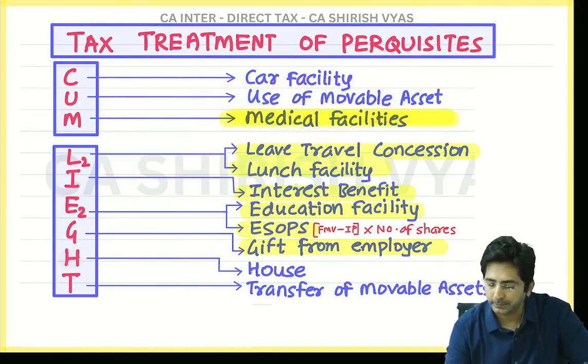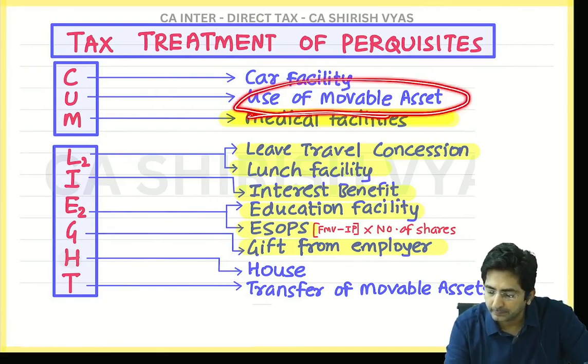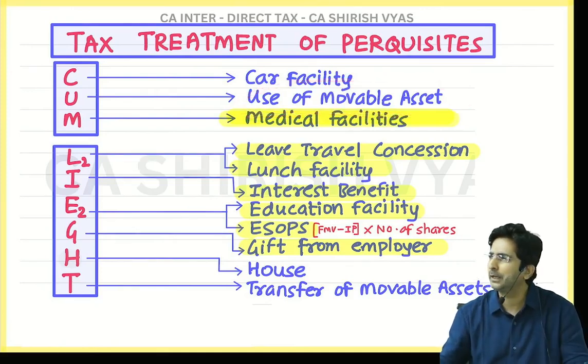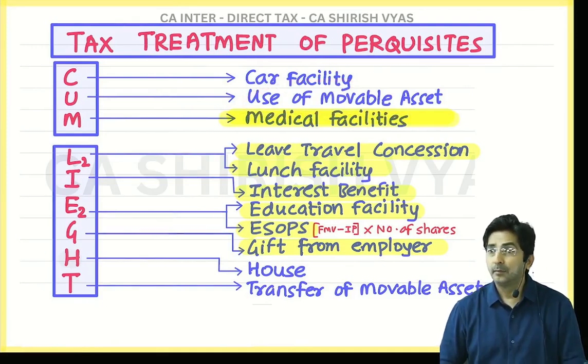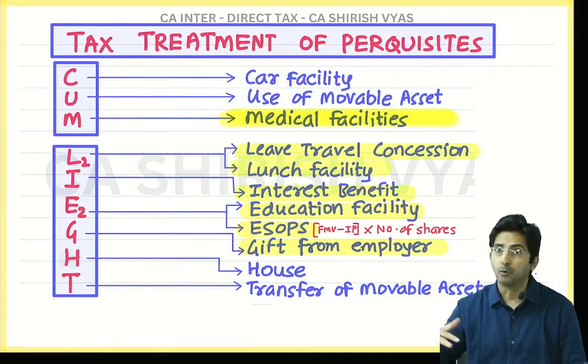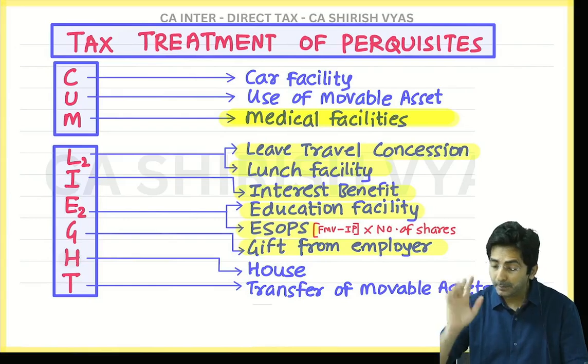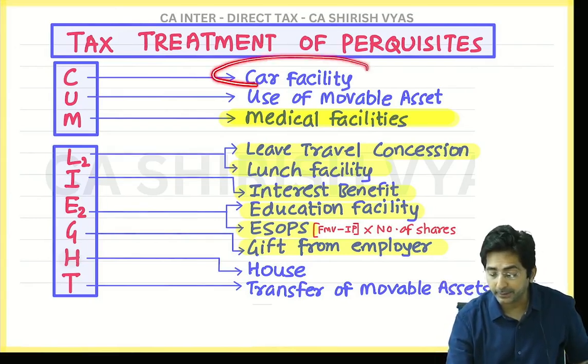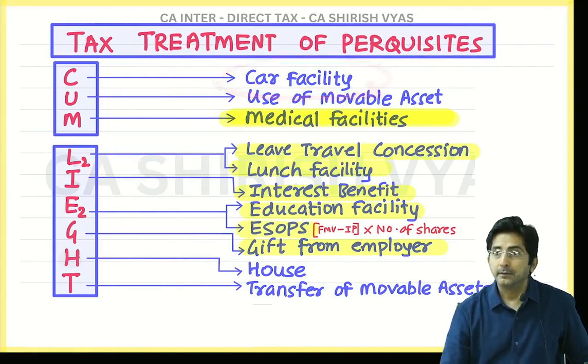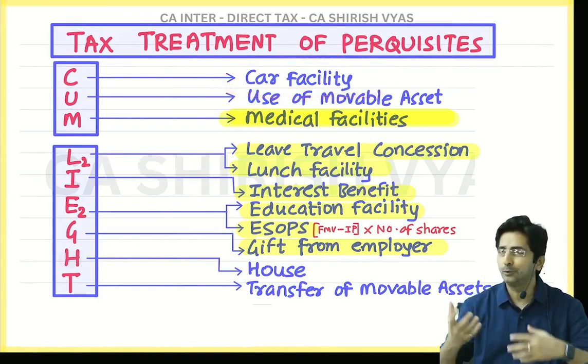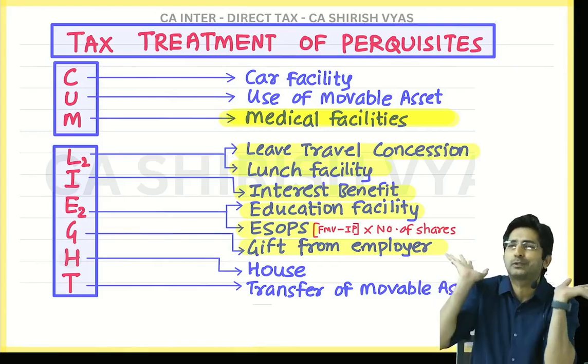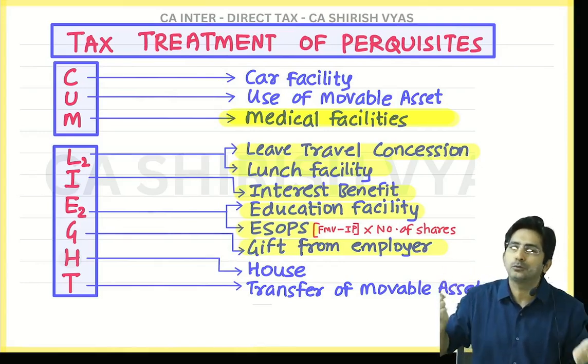Okay, so see here. Use of movable asset. Now tell me, what is this benefit? Use of movable asset. Movable means something which can move. So a car is movable, but then a car has a special theory. Can you see the car facility? So other than car, use means a thing which you get to use and enjoy.